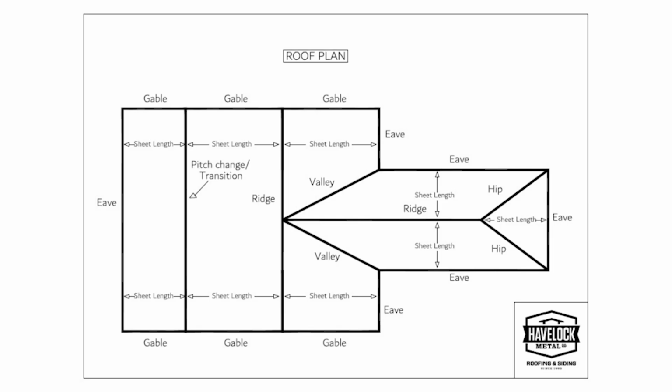Include all measurements such as valley lengths, eaves, gables, ridges, and hips. Also note any protrusions such as plumbing stacks, hydromasts, chimneys, and skylights. Be sure to record the sizes and quantities. Note the slope of the roof.